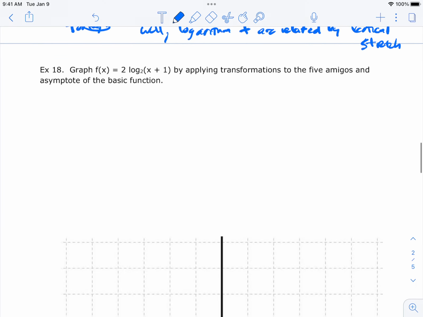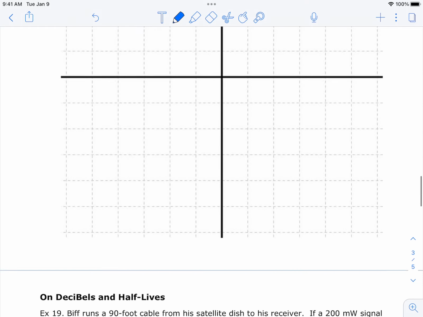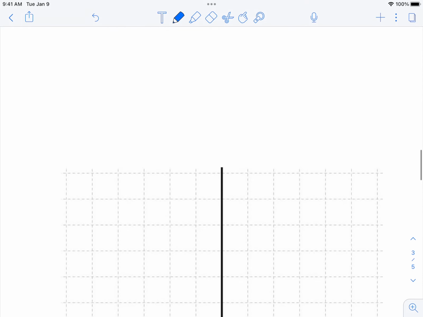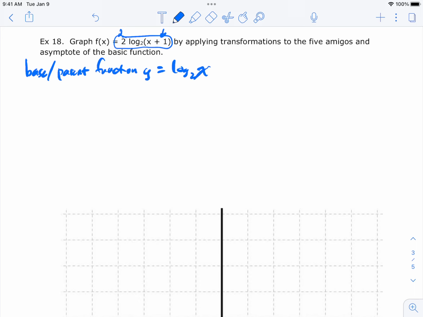What's this one? This one wants us to practice with our transformations again. What's next? Oh yeah. Okay, so let's do another graph of logarithms. Practicing with our transformations, like I say. So the first thing we're going to do is strip away all this extra gook, the 2 in front, the +1 in here, and we're just going to say, okay, the base, or sometimes we call it the parent function, is simply y equals the log base 2 of x, which is actually something that we already graphed in the previous page.